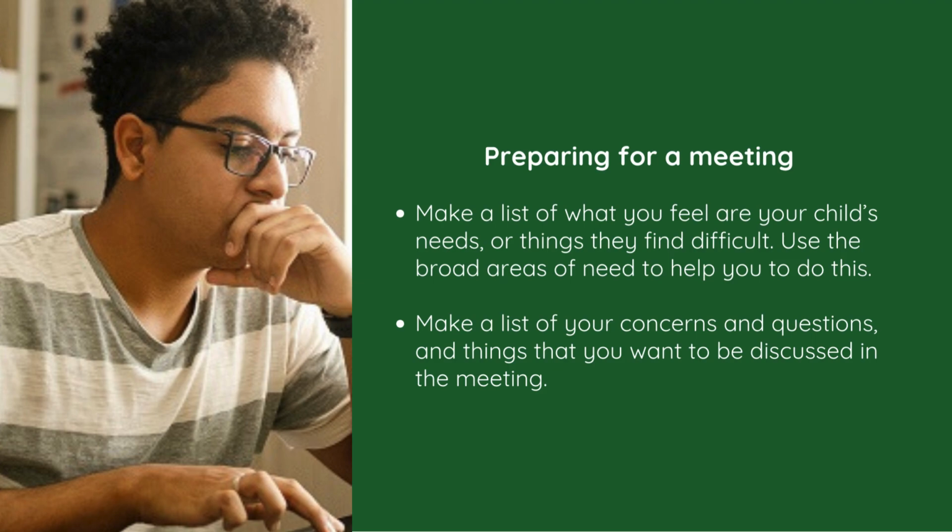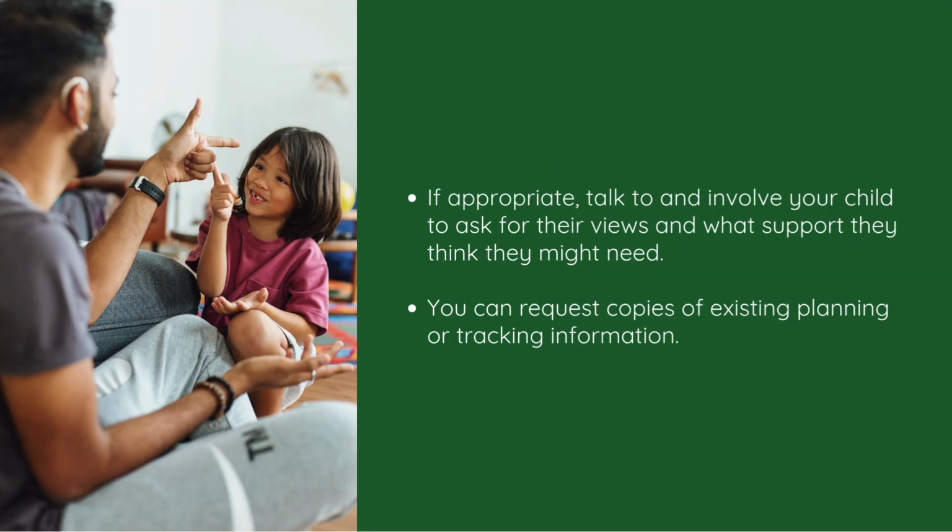Preparing for a meeting. You can make a list of what you feel are your child's needs or things they find difficult. Use the broad areas of need to help you to do this. Make a list of your concerns and questions and things that you want to be discussed in the meeting. If appropriate, talk to and involve your child to ask for their views and what support they think they might need. You can request copies of existing planning or tracking information.